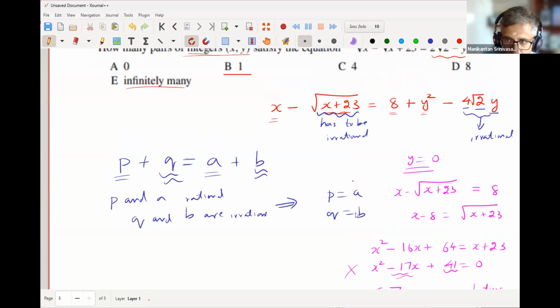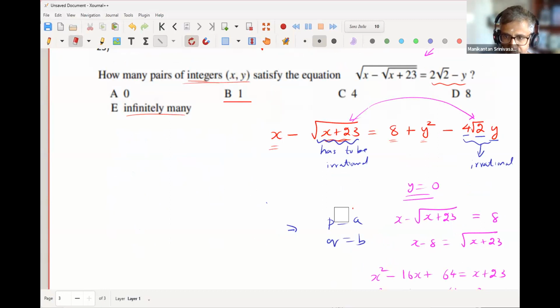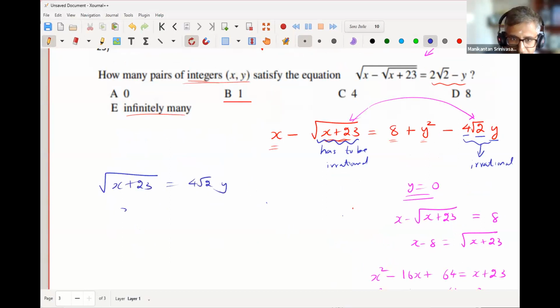Now, if y is non-zero, going back to what I was saying, 4 root 2 y is irrational. Therefore, the irrational has to match with the irrational. This must match this. Both have a negative sign. So effectively, we are saying that square root of x plus 23 is the same as 4 root 2 y. So let's square it. 4 root 2 squared is 16 into 2, which is 32. So x plus 23 is 32 y square.